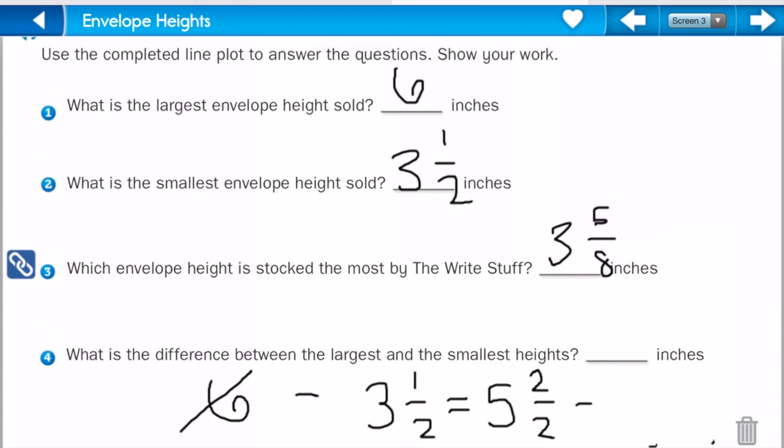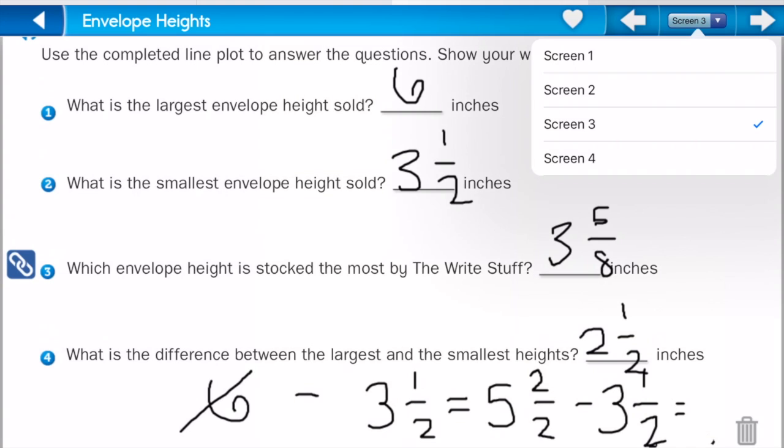And now I can subtract. So what I did was I took 1 away from my 6 and I turned it into a fraction, that way I could subtract. If I take 5 minus 3, I get 2. And if I take 2 over 2 minus 1 over 2, I get 1/2. So my answer would be 2 1/2. All right. Let's go to our last screen.